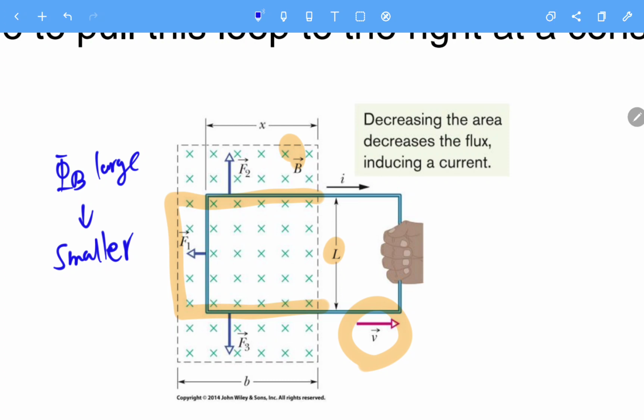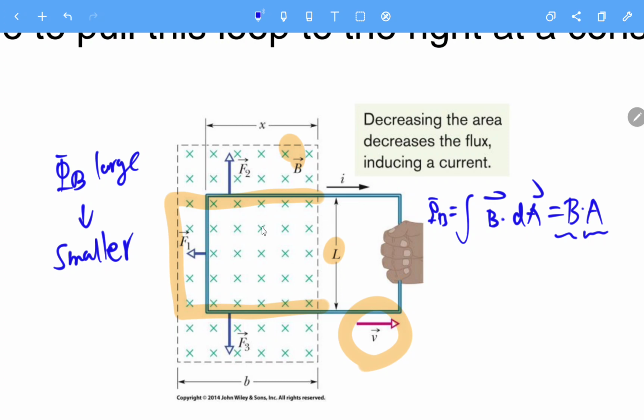Okay, phi B will become smaller and smaller. It is the integral of B dot dA. So B is constant, so it's like B times A. B doesn't change in this condition, and then A becomes smaller. So phi B becomes smaller.